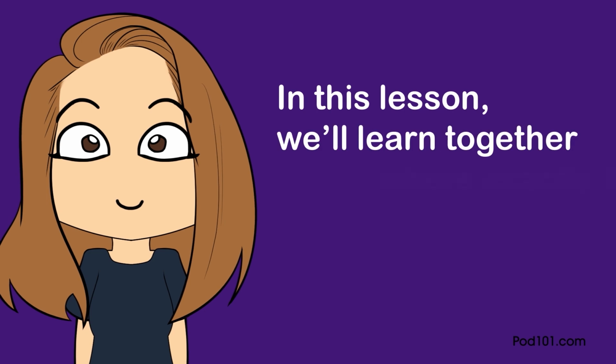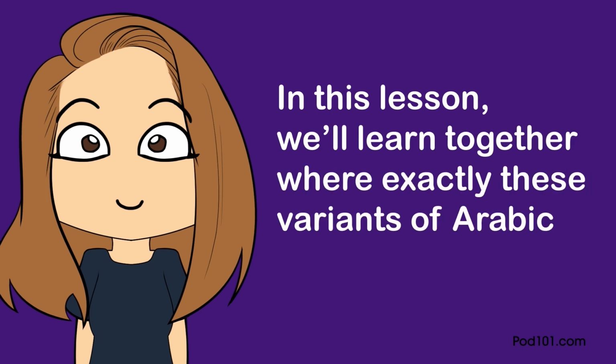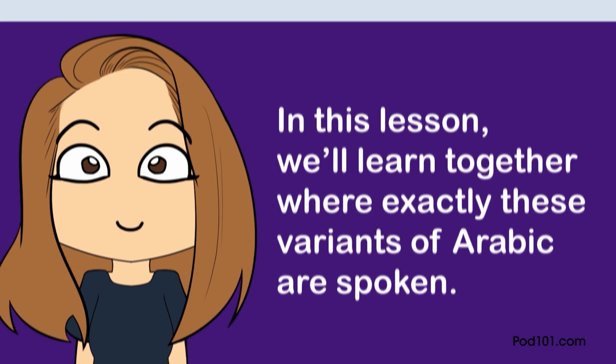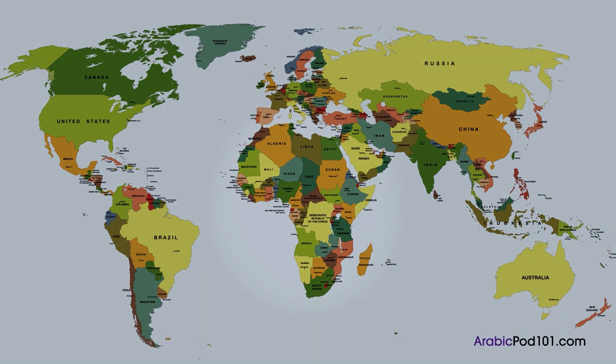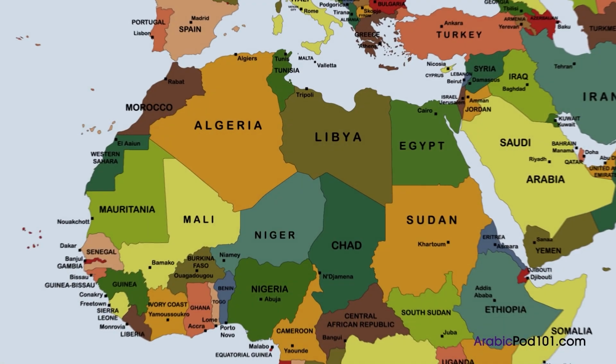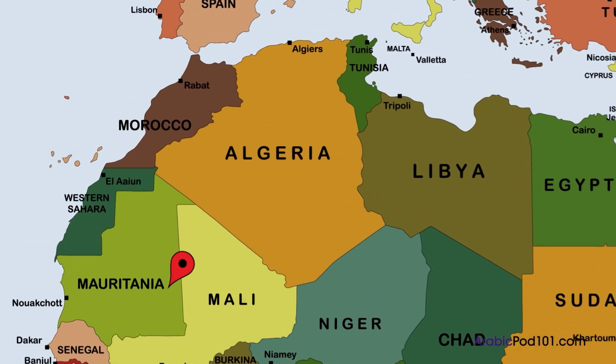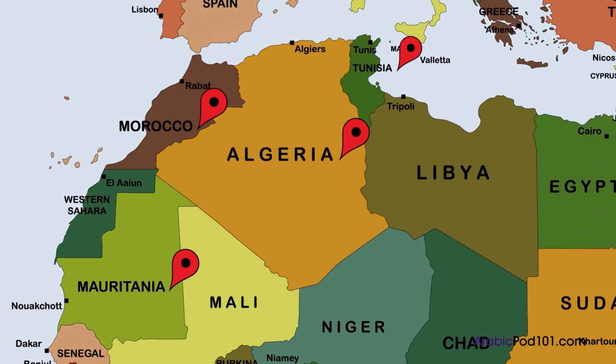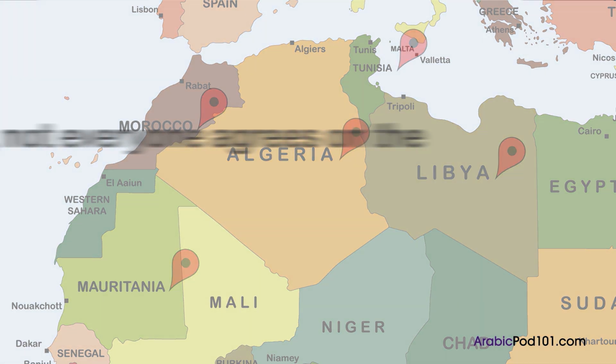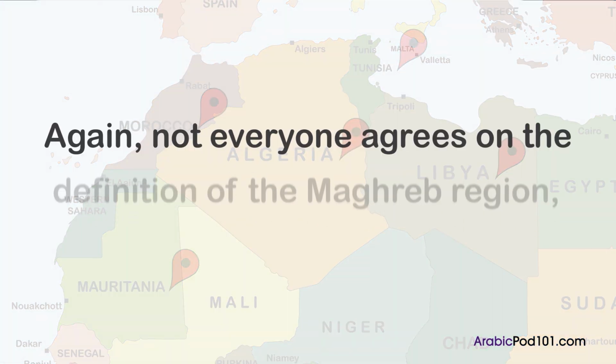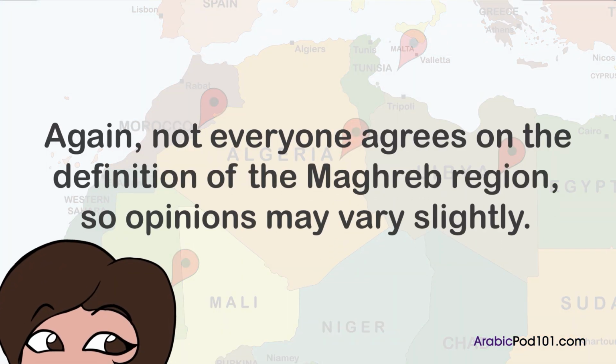In this lesson, we will learn together where exactly these variants of Arabic are spoken. Let's start from left to right, from Africa to Asia. First, we have the Maghreb region, which includes Mauritania, Morocco, Algeria, Tunisia, and Libya. Again, not everyone agrees on the definition of the Maghreb region, so opinions may vary slightly.